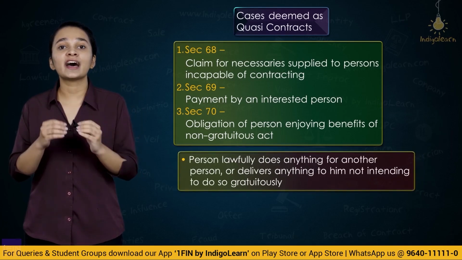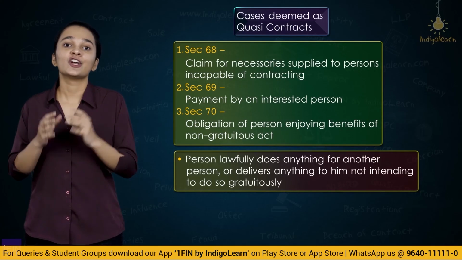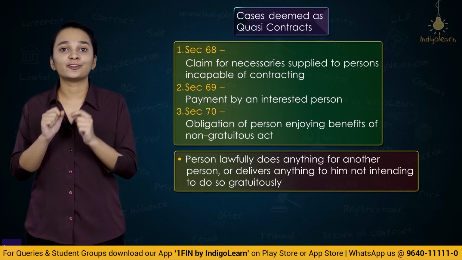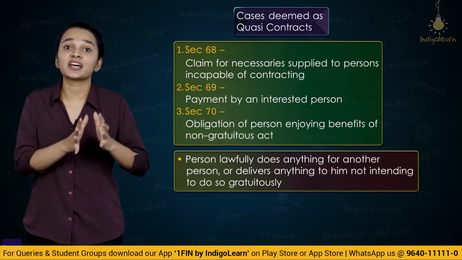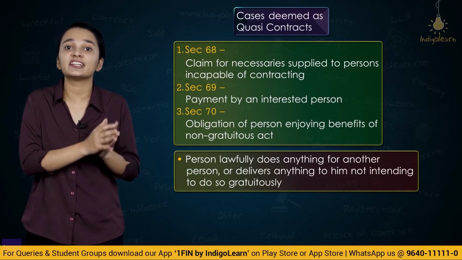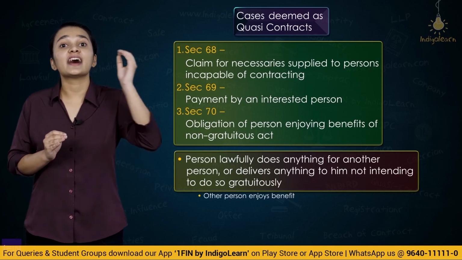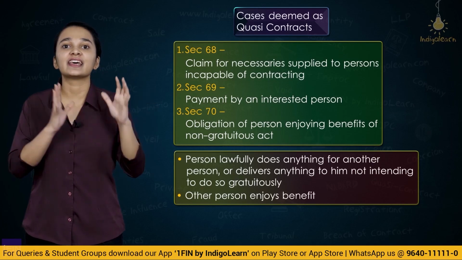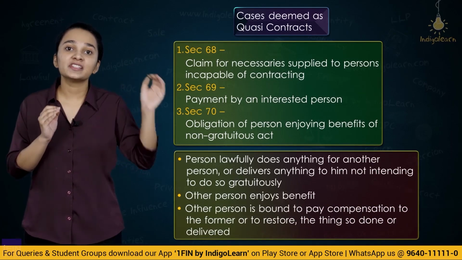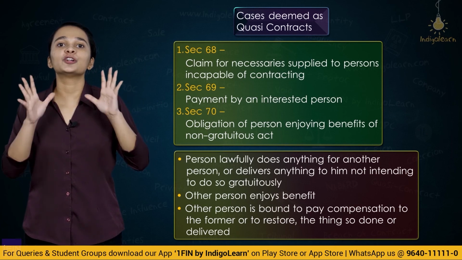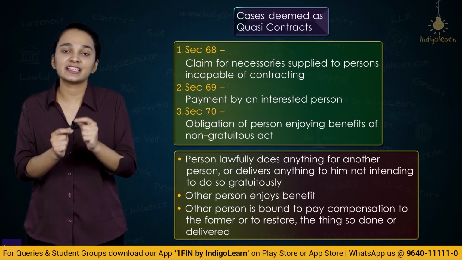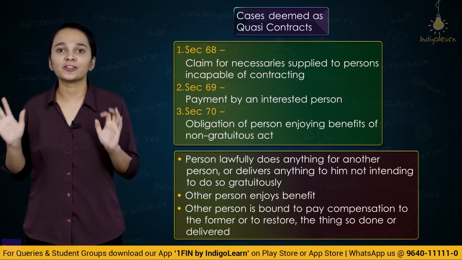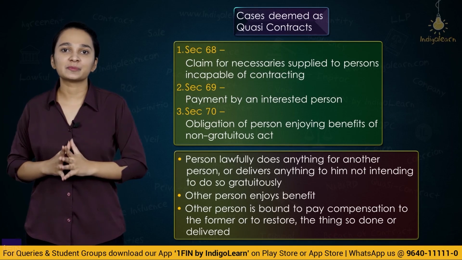So, if a person has lawfully received the delivery of goods or has done any lawful act, but this act was done with a non-gratuitous purpose, without any intention of doing it gratuitously, and the other person for whom the act has been done has enjoyed certain benefits, then this other person is bound to compensate the first person or to restore the goods which he has received from the first person. So, the example of Swiggy and Amazon fit very well for this particular section.